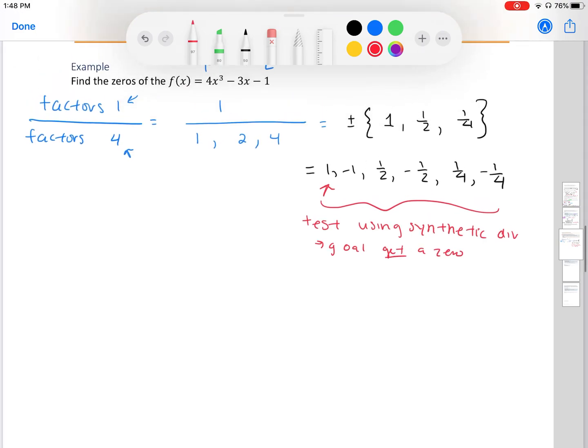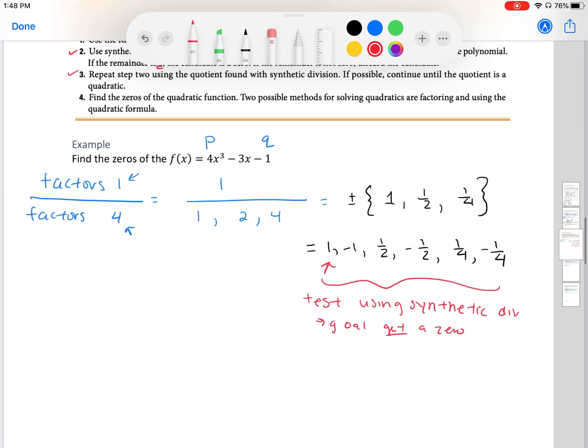Okay, so let's start with 1. I'm going to perform synthetic division using 1 with our polynomial. So I have 4. There's no x squared, so I'll write 0, -3, and -1. Bring down the 4. 1 times 4 is 4. 0 plus 4 is 4. 1 times 4 is 4. -3 plus 4 is 1. 1 times 1 is 1. Cool. Super lucky. We got 0 on the first try.